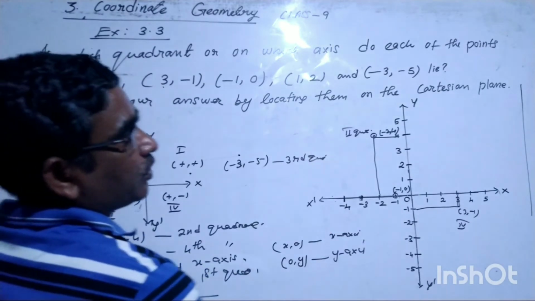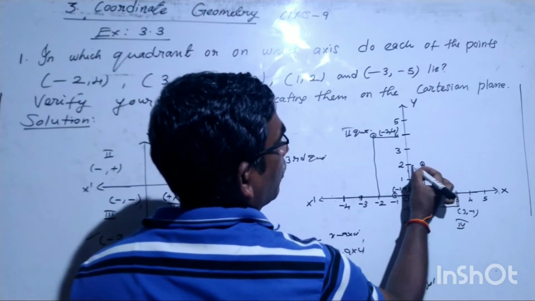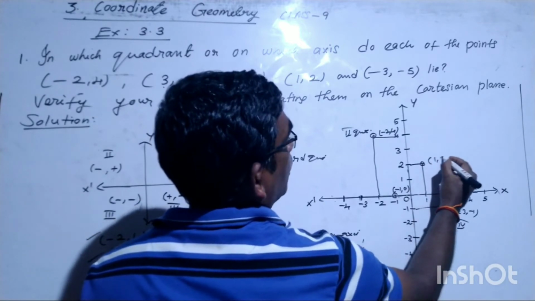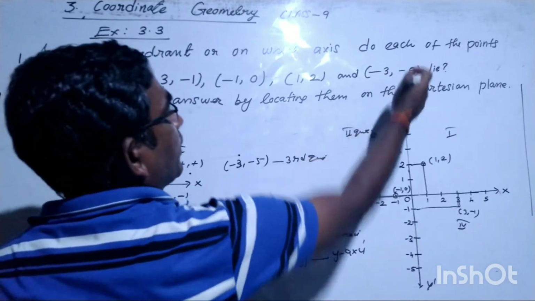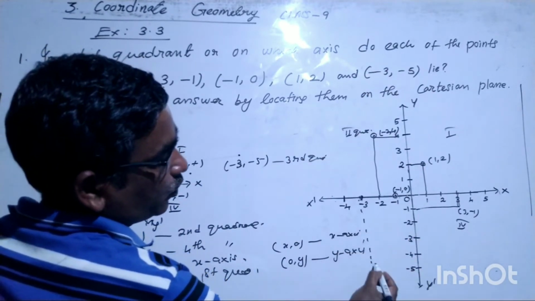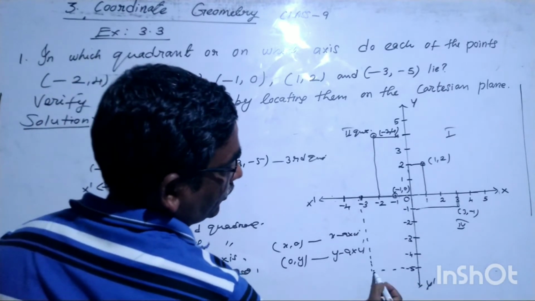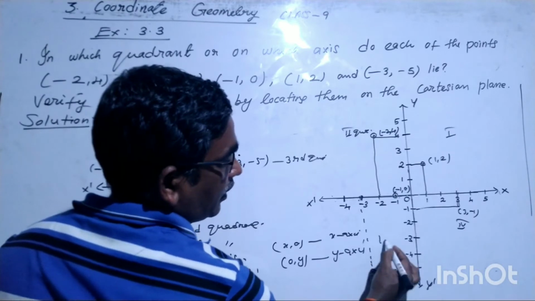1 comma 2. X is 1, y is 2. This is the point. So 1 comma 2 is in the first quadrant. Okay, minus 3 comma minus 5. X is minus 3, y is minus 5. This is the point minus 3 comma minus 5. It is in the third quadrant.